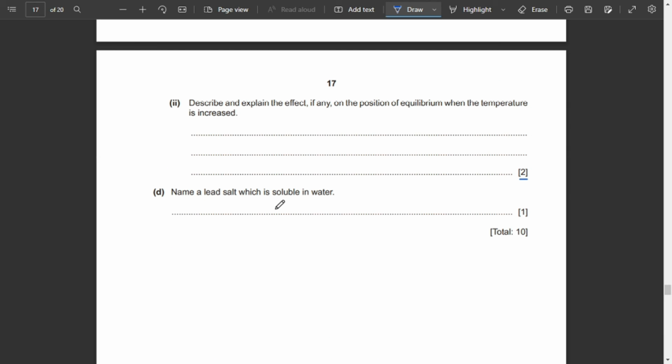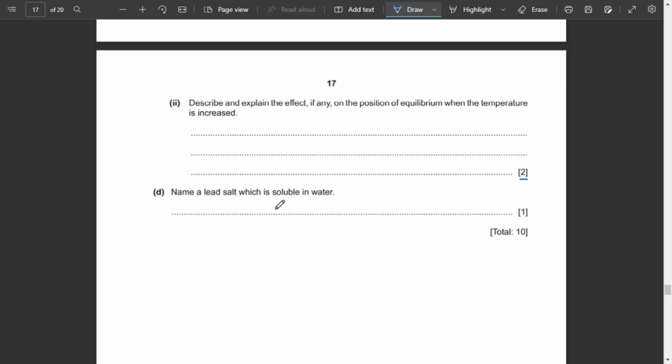Name a lead salt which is soluble in water. There are so many lead salts that you can mention, but over here mainly we know all nitrates are soluble, so lead nitrate is the most convenient option to write. And I'm not sure if any other lead salt is actually soluble except lead nitrate. I just realized that all nitrates are soluble and lead is usually insoluble. So lead nitrate is going to be the best and safest option.